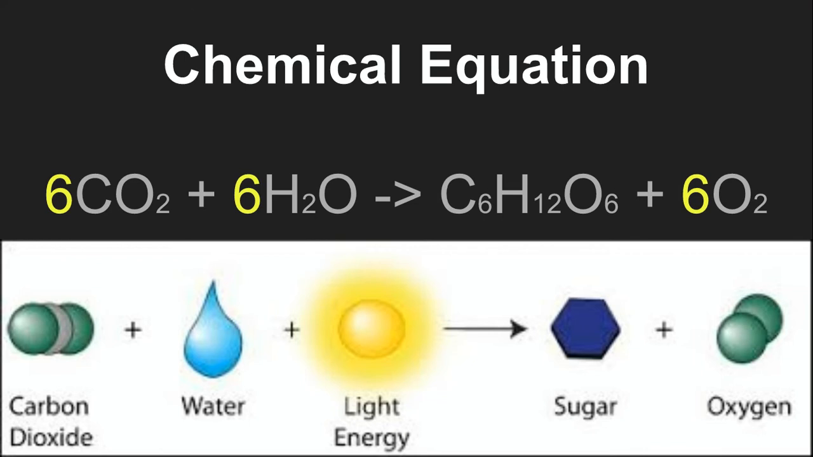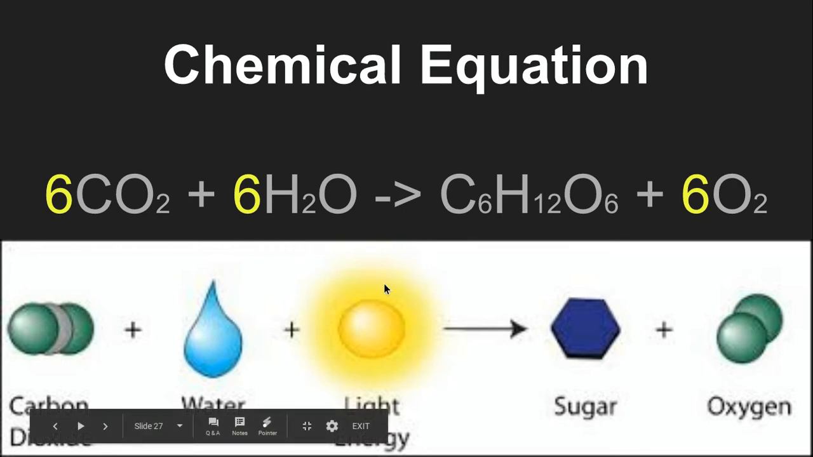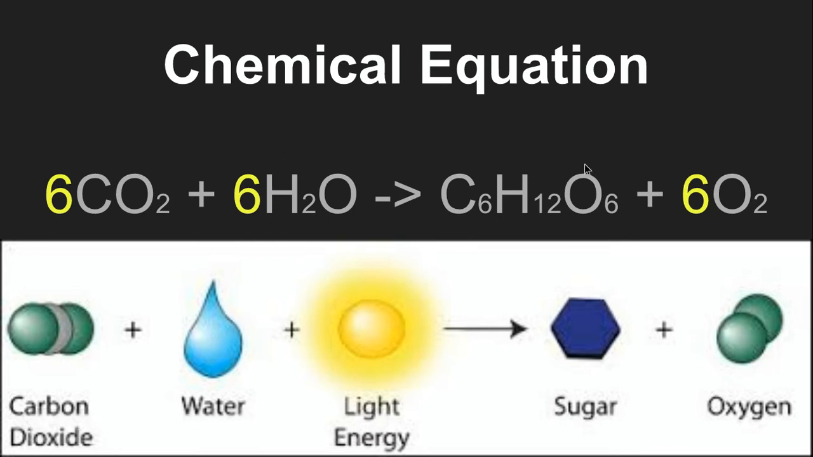So how did you do? Feeling pretty confident? Just as a friendly reminder, because we didn't work with it too much, here is the chemical equation for photosynthesis. So 6 molecules of carbon dioxide plus 6 molecules of water, a little bit of solar energy, will produce a sugar and 6 molecules of oxygen.